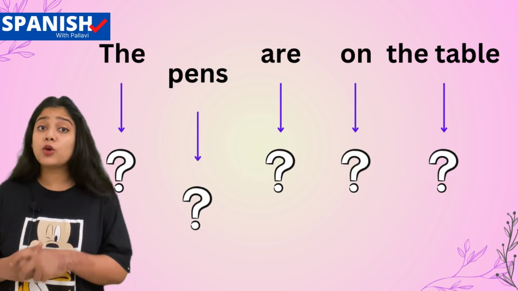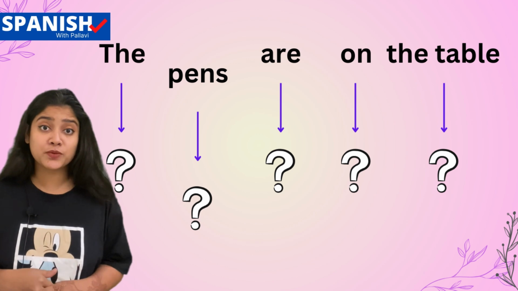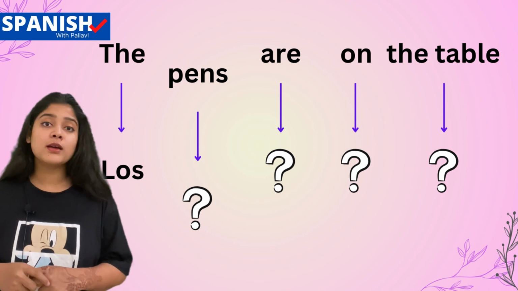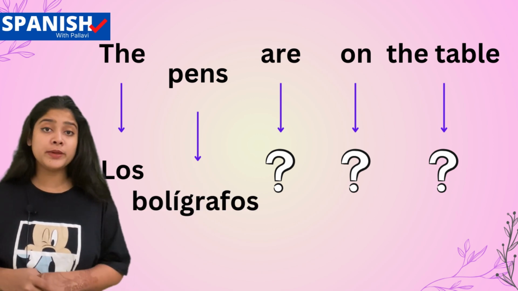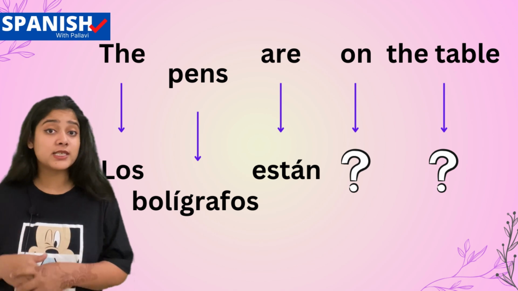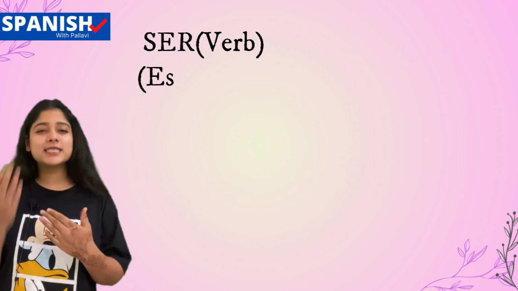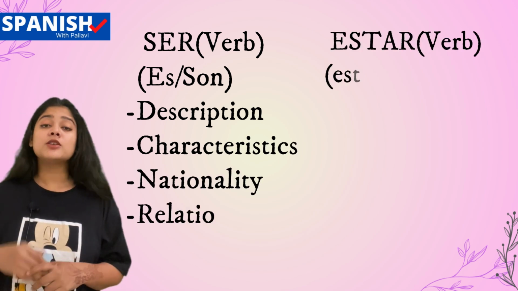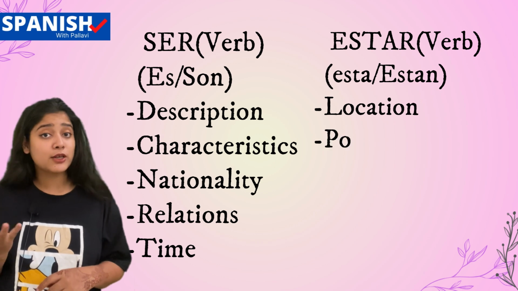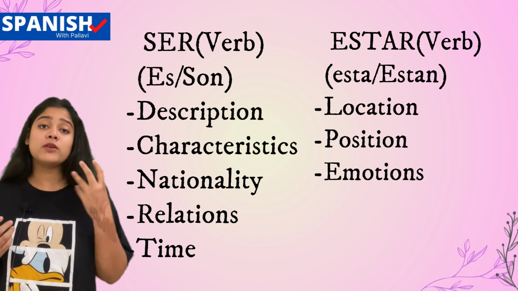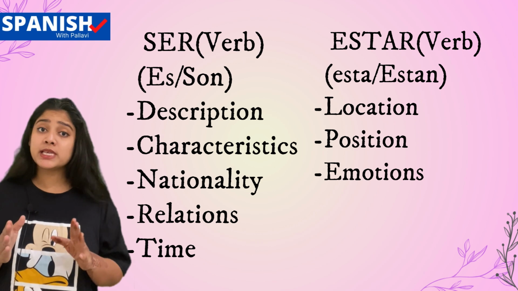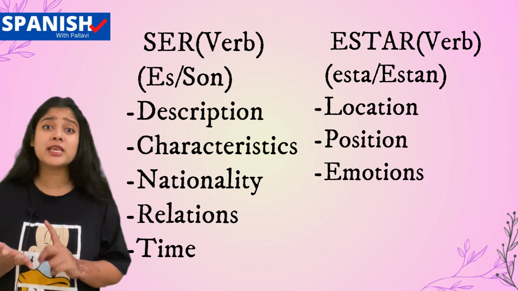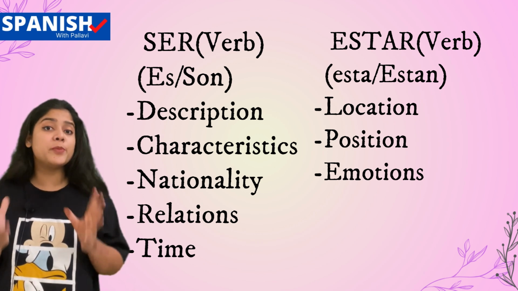The pens are on the table. How do you say that in Spanish? The will be los. Pens will be bolígrafos. Are will be están. So tip for the sentence, we do not use ser for the location. We use estar conjugations for the location. There is a pattern that we use ser conjugations and there is a pattern for we use estar conjugations. The very basic I'm explaining, we use estar conjugations for locations, positions, emotions.